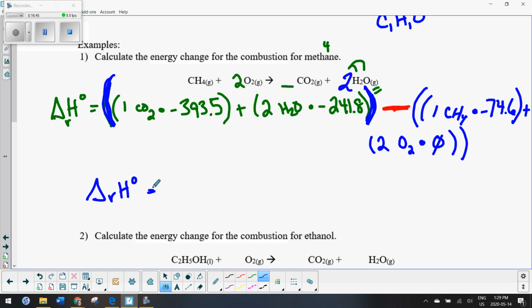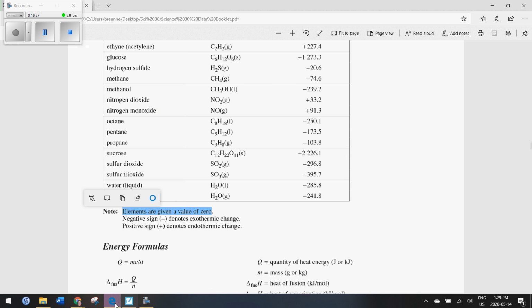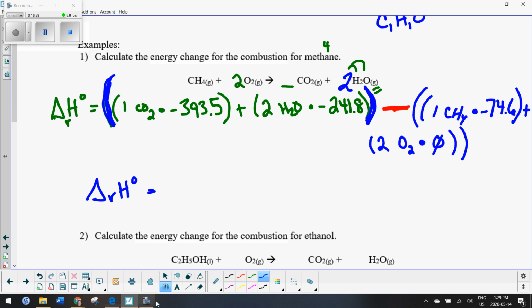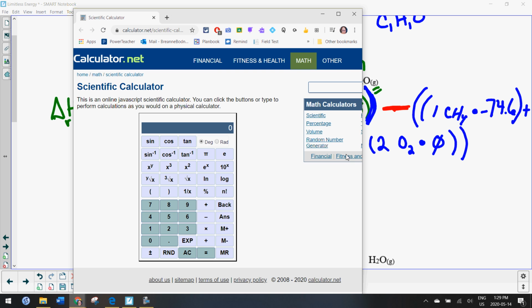So now to punch this puppy in your calculator. Okay, and you have to be very cognizant of your brackets. Sorry, let me get my calculator up. If I can find it, there we go.